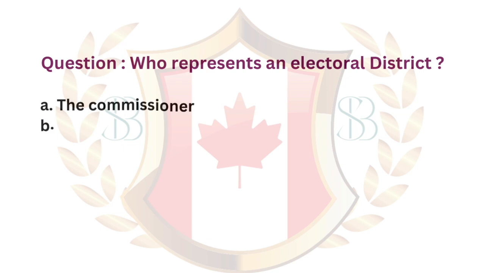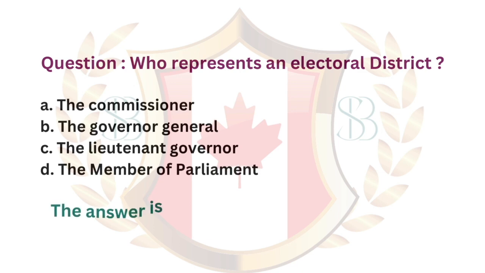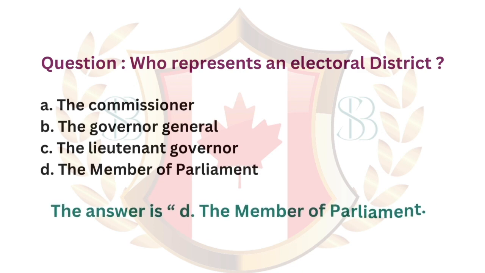Question. Who represents an electoral district? A. The Commissioner. B. The Governor-General. C. The Lieutenant Governor. D. The Member of Parliament. The answer is D. The Member of Parliament.